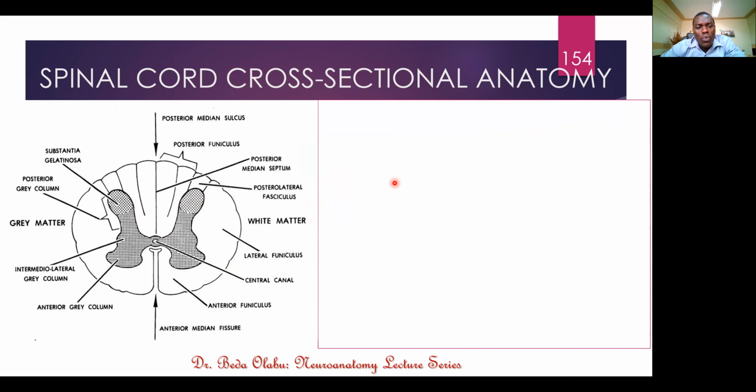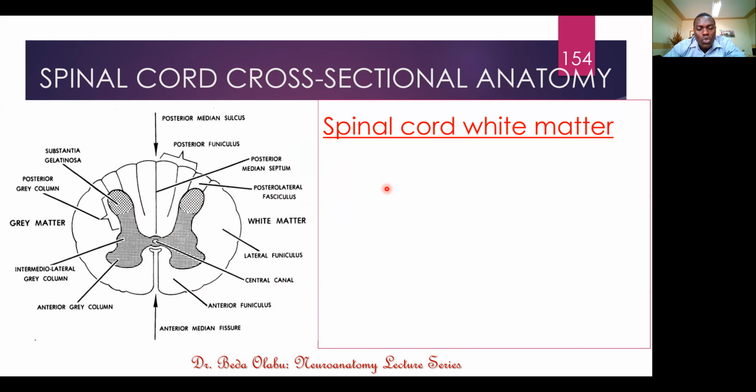Let's talk about the spinal cord white matter. The spinal cord white matter contains axons of neurons. This spinal cord white matter can be grouped into 3. This region of the spinal cord white matter is what we call the posterior column, or you can call it the posterior funiculus. Funiculus means column. This is the posterior funiculus.